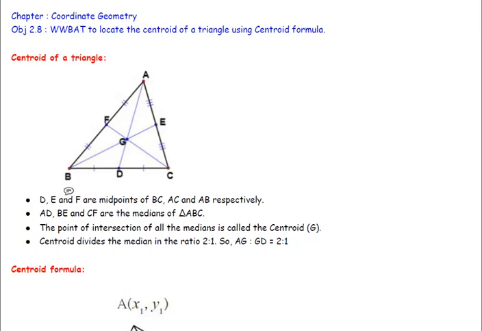So you can see the description written over here. Pause and write that down. G, which is the centroid, is the point of intersection of all the medians of a triangle.